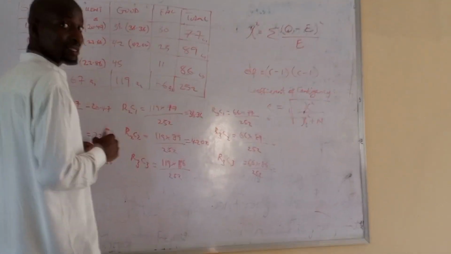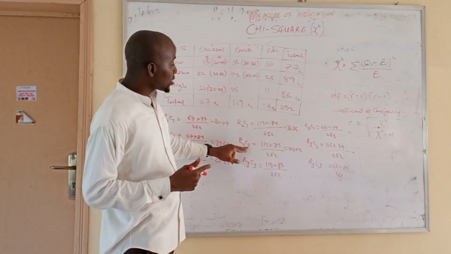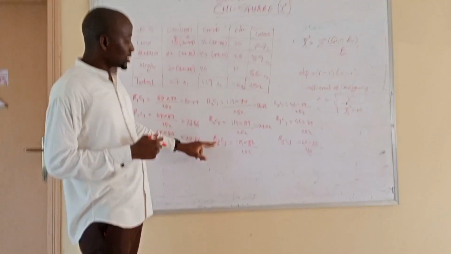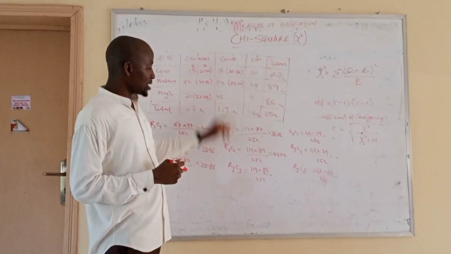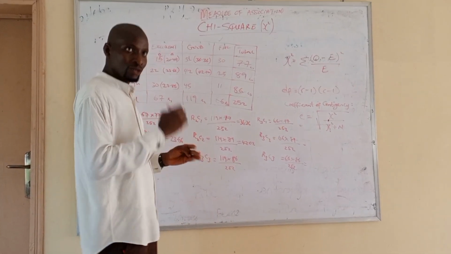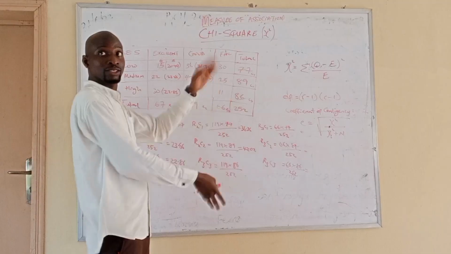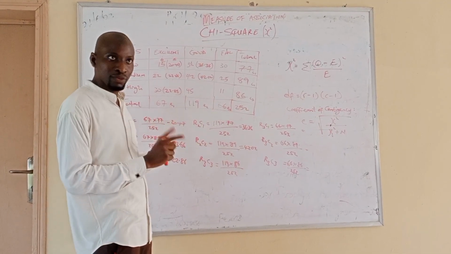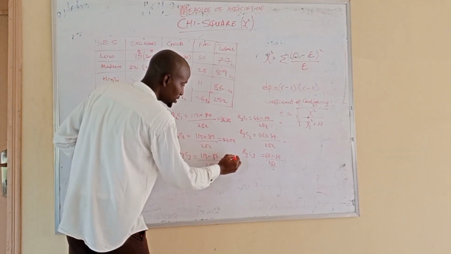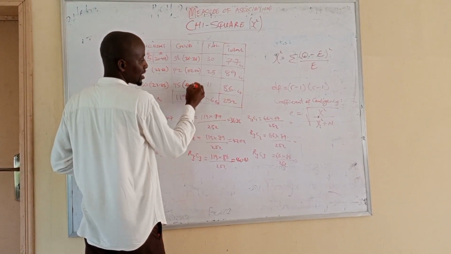Once you are able to get the expected value, then you go to the next one, which is row 2 column 3, and that will be 119 times 86 divided by 252. You have to take it one by one, because if you are not careful, you go and mix up the row and the column. So that will give us 40.61. And you can see I'm writing it immediately so that it will not be mixed up.